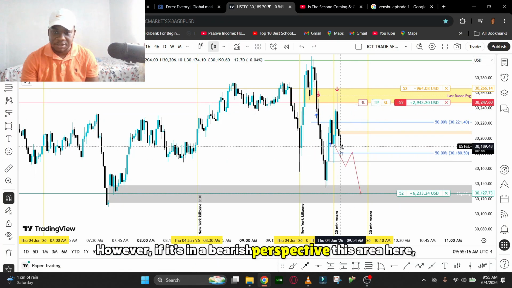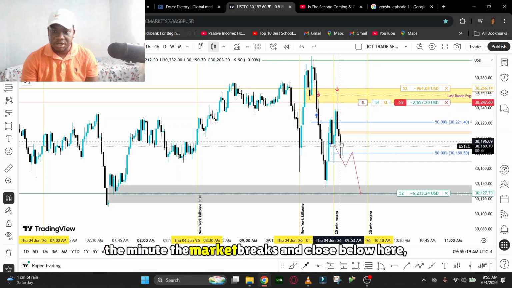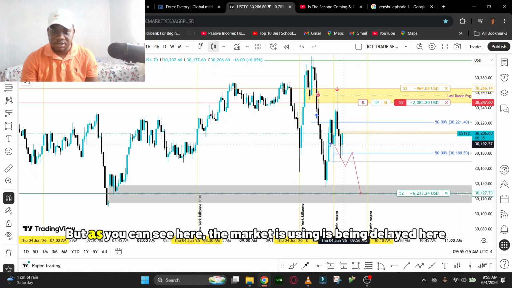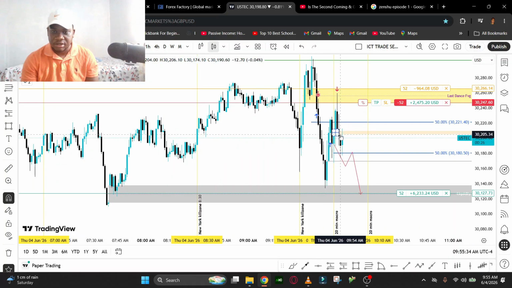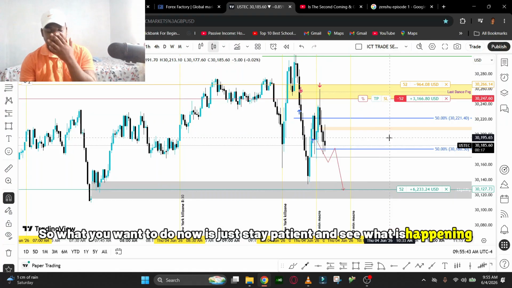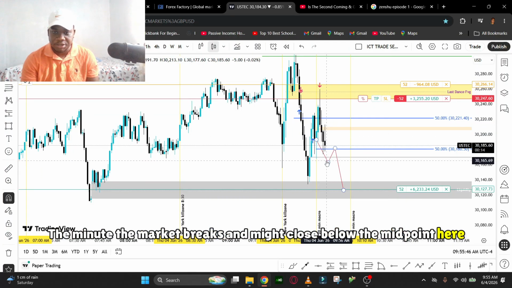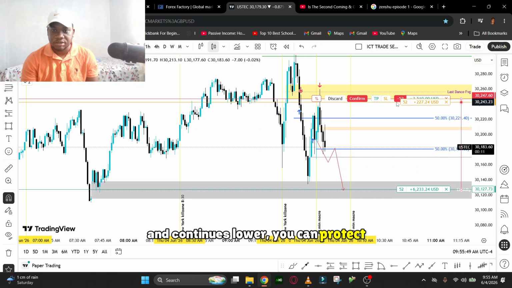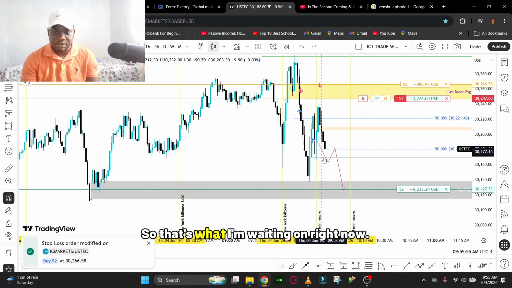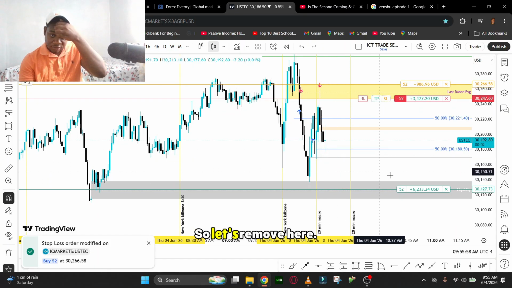However, if it's in a bearish perspective, this area here, the minute the market breaks and closes below here, then you'd be confident that you're on side. But as you can see here, the market is being delayed here, and it's now referring back to this inverted FEG. So what you want to do now is just stay patient and see what is happening. The minute the market breaks and closes below the midpoint here and continues lower, you can protect your stops right there. So that's what I'm waiting on right now. So let's remove here.